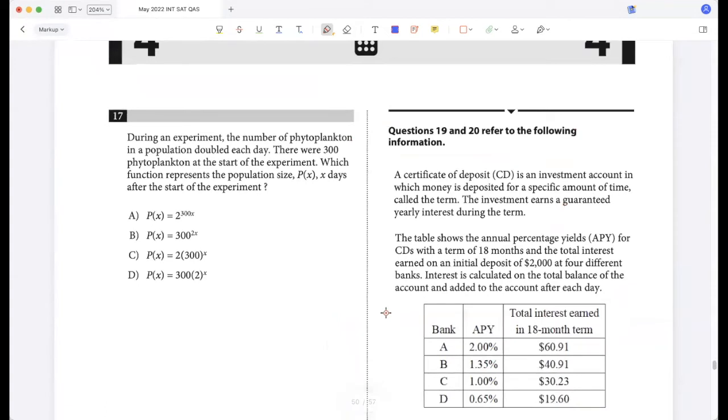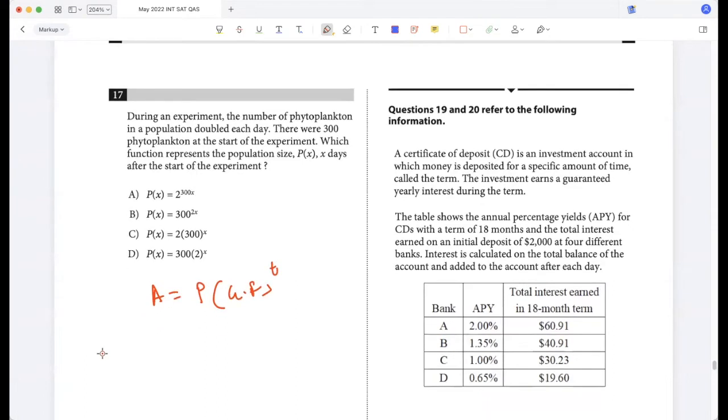During an experiment, the number of phytoplankton in a population doubled each day. There were 300 phytoplankton at the start of the experiment. Which function represents the population size x days after the start of the experiment? So the final value is the initial value times growth factor to the power t. So the initial value is 300, growth factor of 2 to the power x. So 300 times 2 to the power x.